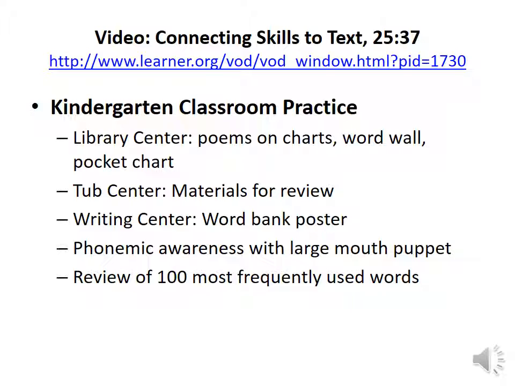More information about what you will be seeing in the video. There is a video on kindergarten classroom practice that shows you how to set up a library center with poems on charts, a word wall, and pocket chart. There's a tub center that contains materials for students to review. There's a writing center with a word bank poster, phonemic awareness with a large mouth puppet, and a review of the 100 most frequently used words.